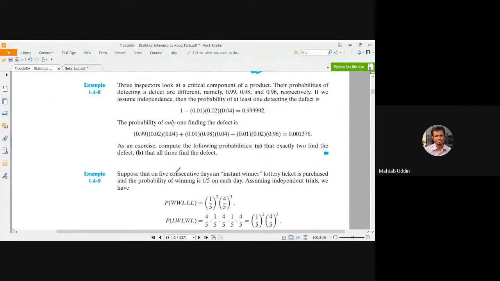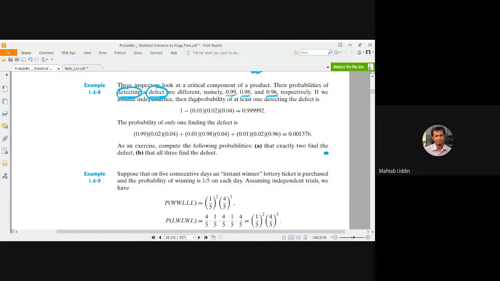Then number 8. Three inspectors look at the critical component of a product. Their probability of detecting a defect, that is, there is a defect already occurred and the inspectors are going to find it, right? Their success rates are 0.99, 0.98, and 0.96. If we assume independence, that is, they work independently, so they are mutually independent.